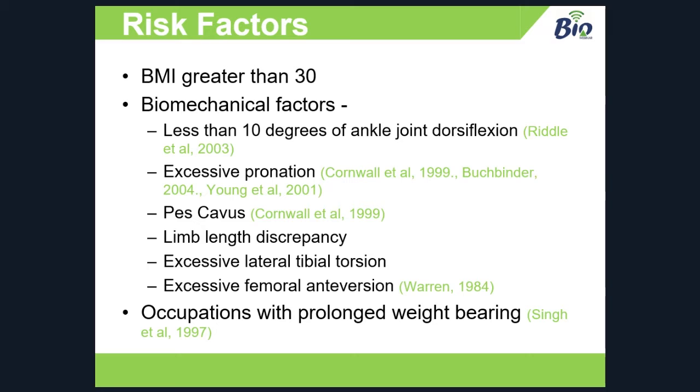Another study here by Riddle in 2003 suggests that individuals with a body mass index of more than 30 are more at risk of plantar fasciitis, or significantly more at risk than those with a BMI of 25 or less. They also found that the risk of plantar fasciitis increased as the range of ankle joint dorsiflexion decreased. So patients with 10 degrees or less have more chance of getting plantar fasciitis.